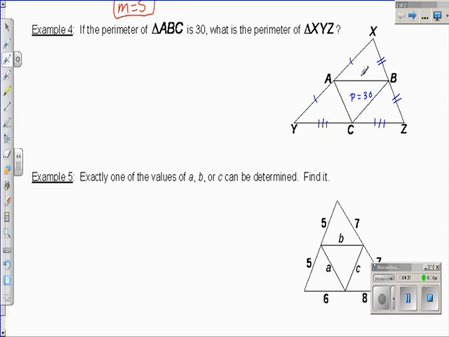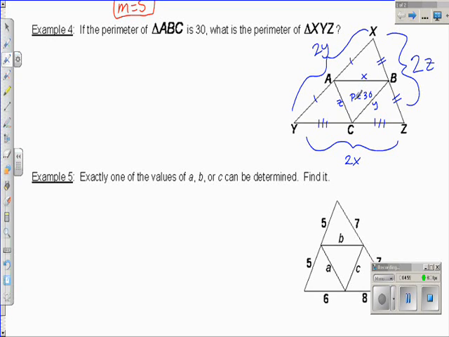A way to figure that out is if AB is a midsegment and we call that length X, this whole length is twice that, so it would be 2X. If BC were a midsegment and we called it Y, then XY would be twice that, so it would be 2Y. If AC were a midsegment, we called that Z, then XZ would be twice that. So if all the side lengths are twice the interior side length, then the perimeter is going to be twice the perimeter. So the perimeter of triangle XYZ would be 60.